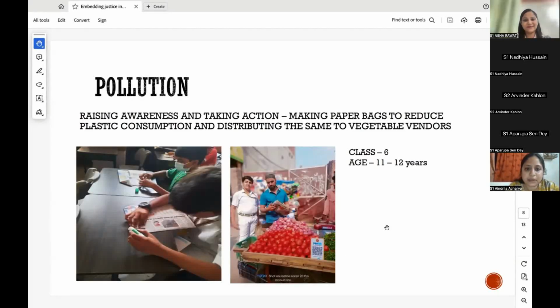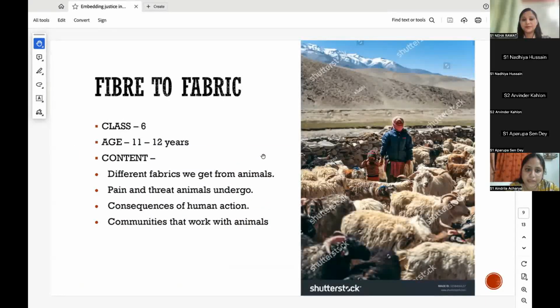Thank you, Neha ma'am. So the next slide is dealing with fiber to fabric. As you can see, this is meant for class 6 age group of 11 to 12 years. So in this chapter, it is being taught what are the different fabrics that we get from animals, but as a consequence of our own action, we are posing a threat to the animals, which is dealing with SDG number 15, SDG number 14, that is life on land.